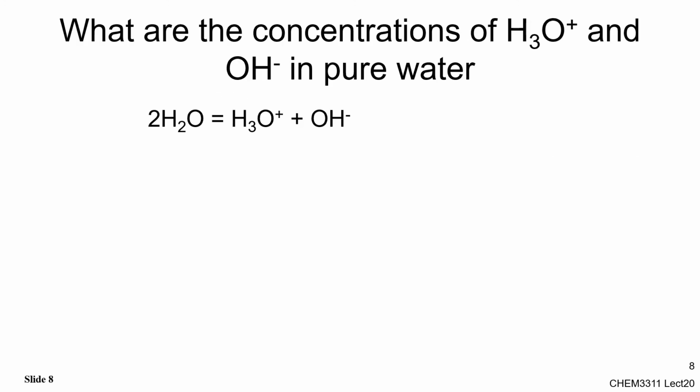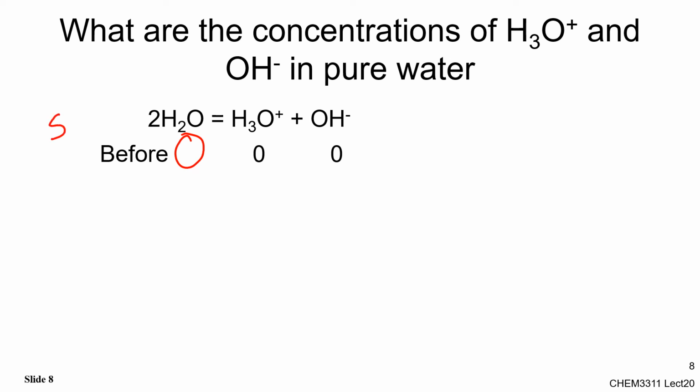Let's calculate the equilibrium concentrations of hydronium and hydroxide in pure water. Just like we did in general equilibrium before, the first thing we need to do is write the balanced chemical equation. That's already written in front of you. We're going to fill out the reaction table. Right? We don't have to worry about the amounts of water, because water is our solvent.